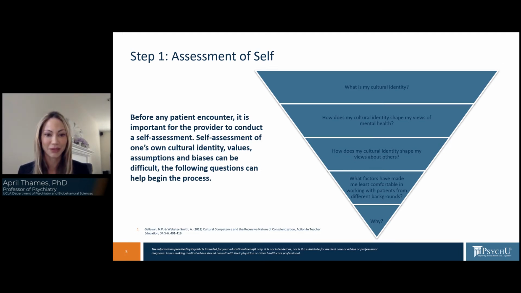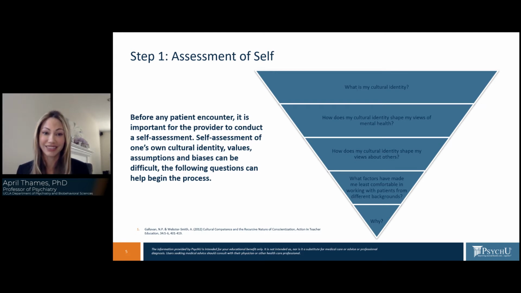Now, I've had people say to me when I talk about self-assessments, I don't have a cultural identity, because they're assuming this has to do with race or ethnicity. But that is not true. We all have a cultural identity. We all have ways in which we grew up in communities that we identify with. And there are a lot of assumptions that are built around how we view others and how we view healthcare and what should happen in healthcare. So everybody has a cultural identity, so everyone can do this exercise.